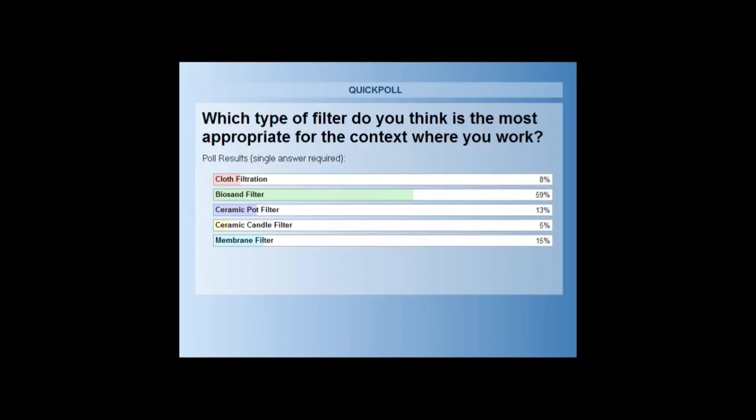All right, let's see what we've got here. Okay, so it seems many of you are interested in promotion of the biosand filter, the ceramic pot filter, membrane filters. In fact, there's a little bit for all of them. They all, of course, have an appropriate time and place. And we'll talk about how to select the appropriate filter for your communities later on in this presentation.